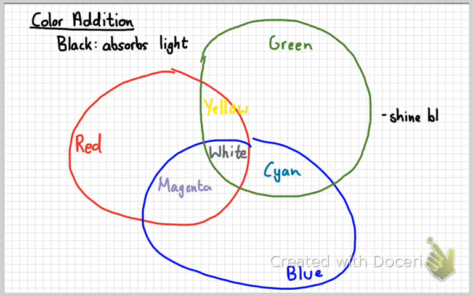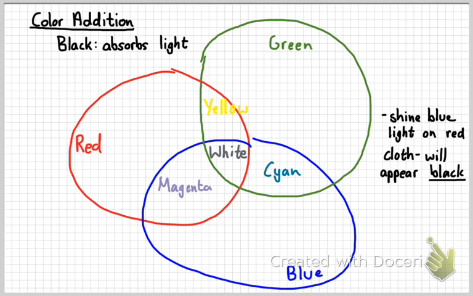Also remember from that demonstration that if you shine light onto something that doesn't have that color in it, then it's going to appear black. So if you shine blue light on a red piece of cloth, the red piece of cloth will appear black.